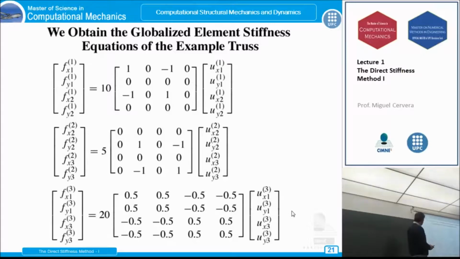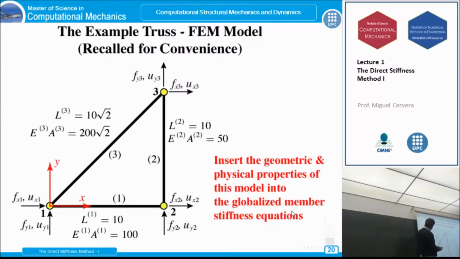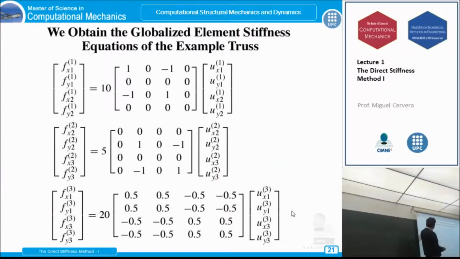There you are. See that, for instance, bar number 1 goes from node number 1 to node number 2, and it involves the degrees of freedom and the forces of node number 1 and node number 2. So here it is. This is the relationship for element number 1, and you see that it involves the forces and the degrees of freedom of bar number 1. Okay? And it is 4 times 4. The same with the others.